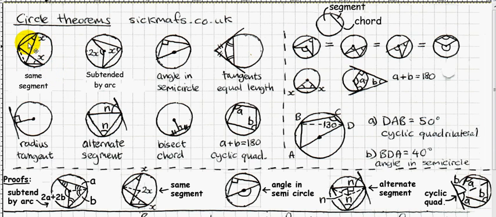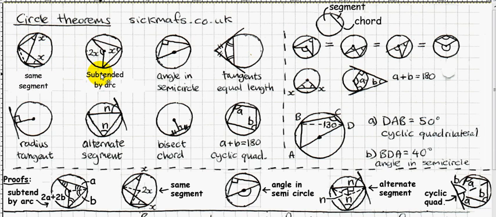So if I wanted to make another angle, say start from here, up to the circumference and back down, that angle there would be equal to this angle and this angle. Okay, they're all equal to each other. Right, so that's angles in the same segment are equal.